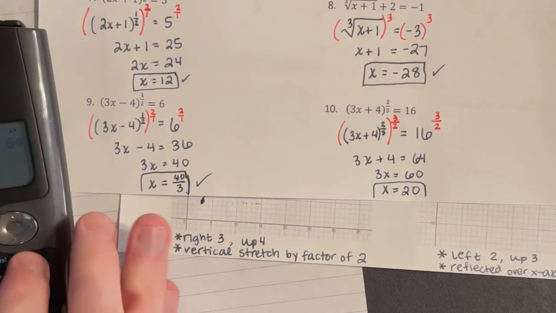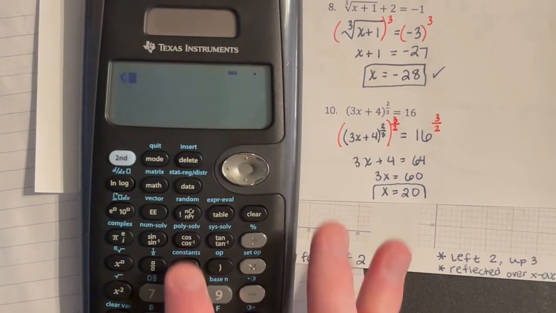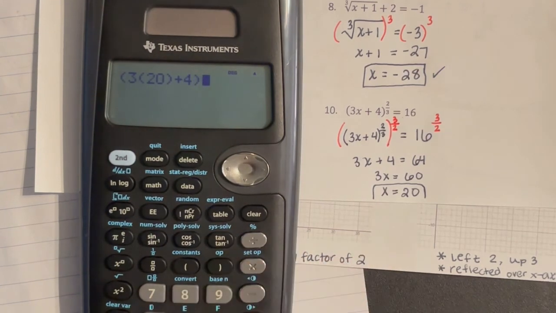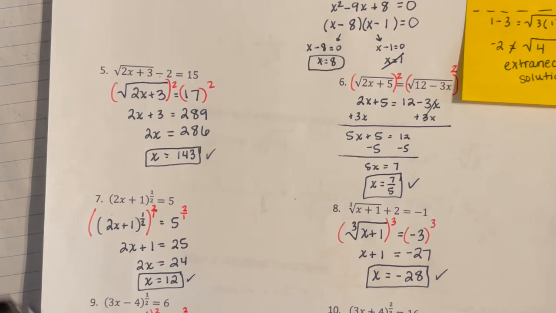We double check this one more time and then we'll be done. So parentheses 3x, x is 20, plus 4, close that out. It's raised to the 2/3 power. It does give me 16, so I know that's correct. All right, there are plenty of these in the lab manual for you to practice and work on.